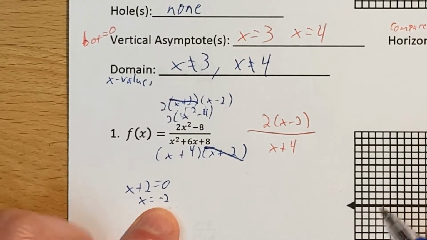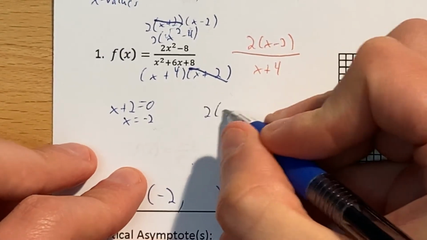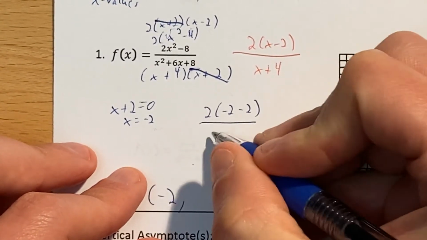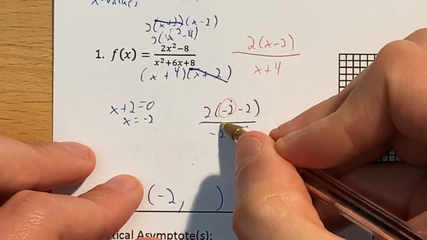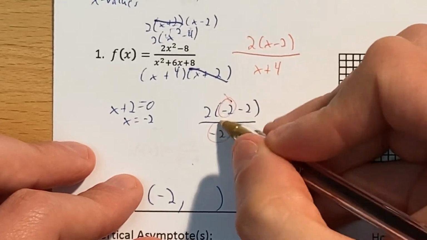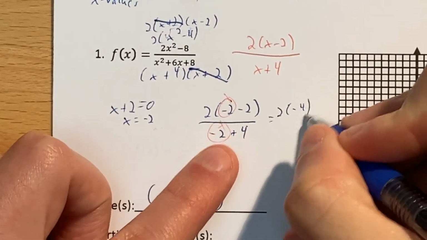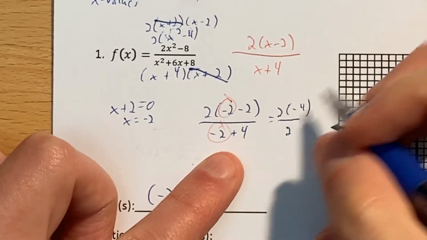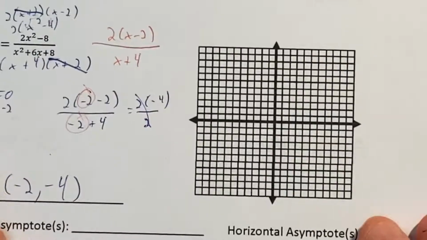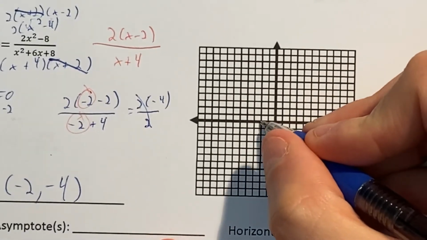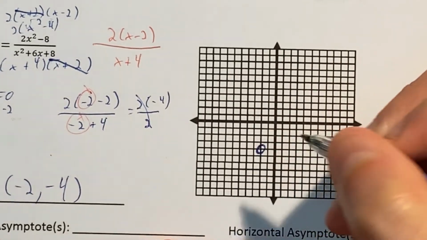Now that we have the negative 2 for the hole, we can plug in negative 2 there. So 2 and then negative 2 minus 2 over negative 2 plus 4. So once again, I'm just plugging in negative 2 for where x used to be. And this will be 2 times negative 4 over 2, which those can cancel, you just get negative 4. So negative 2, negative 4, open circle.